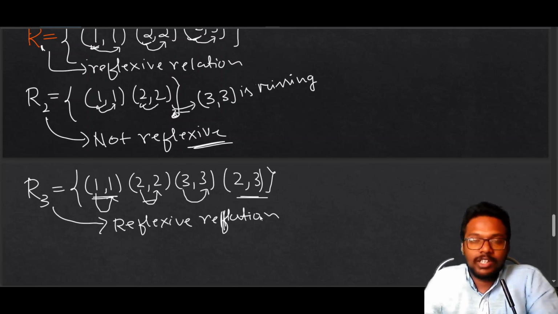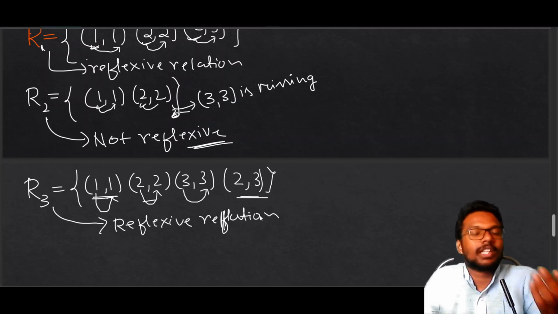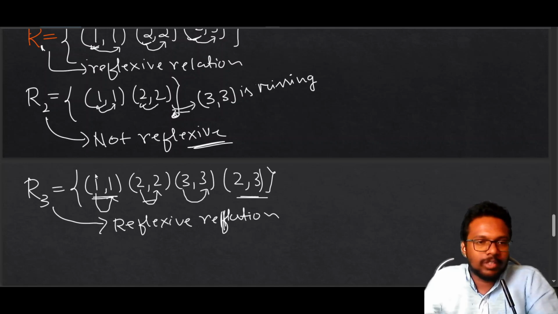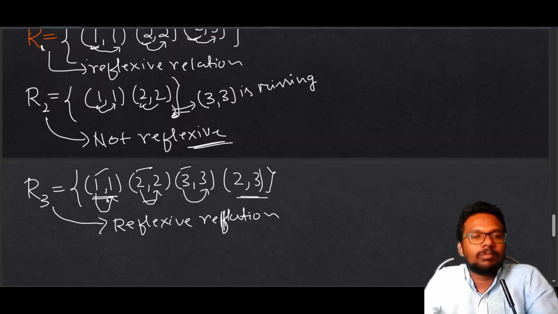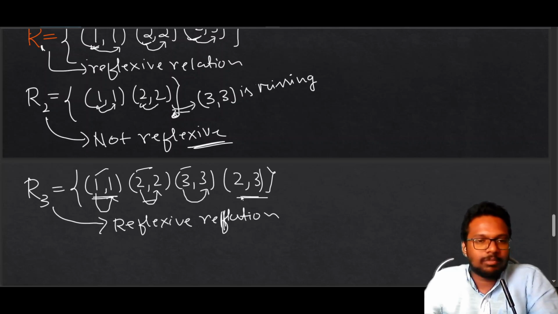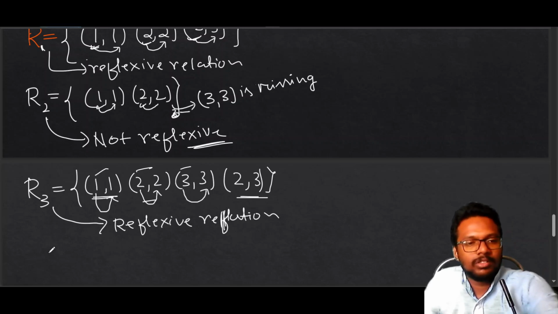Here R1 is a reflexive relation because it satisfies the definition. R3 is a reflexive relation because it satisfies the definition. Satisfying the definition means every element of A is related to itself. Every element of A means 1, 2, 3, so 1 comma 1 is there, 2 comma 2 is there, 3 comma 3 is there. If there are any extra ordered pairs in R, it doesn't matter, but it should contain 1 comma 1, 2 comma 2, 3 comma 3. Then it is a reflexive relation. Okay, I hope you all understood.